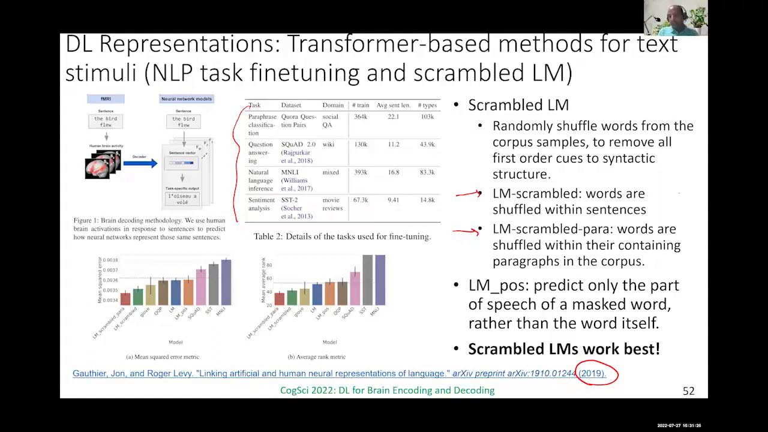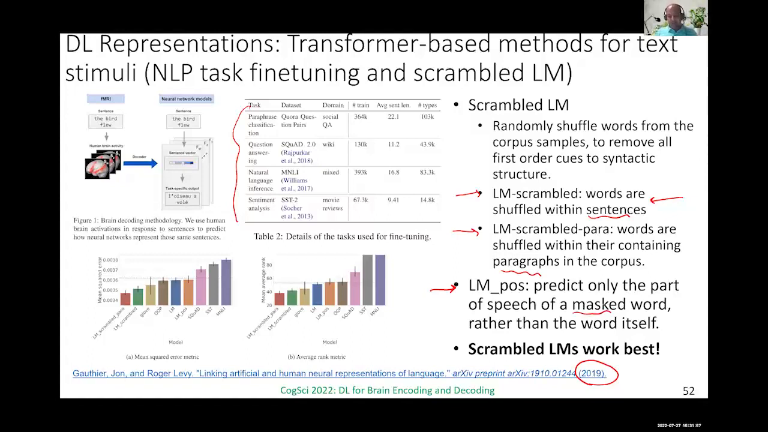In the language model scrambled, what they did was to take the words and shuffle the words across the sentences and use them for learning the language model. In the language model scrambled para, they shuffled the words such that the words could be anywhere in the paragraph. So shuffling across a paragraph versus shuffling across a sentence. And then there is a language modeling part-of-speech tag variant, where the language modeling loss is not for predicting the next word, but for predicting the part-of-speech tag of a masked word.